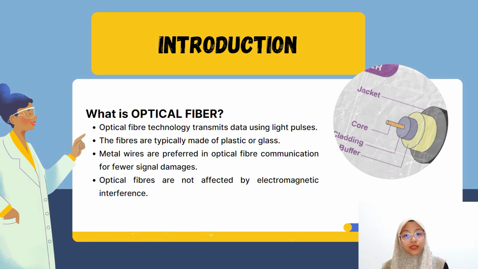Next, one might wonder why we don't just use metal wires for all our communication needs. The reason lies in the advantages that optical fibers offer: reduced signal damage. It means optical fibers suffer fewer signal damages compared to metal wires. This makes them more reliable for transmitting data over long distances.